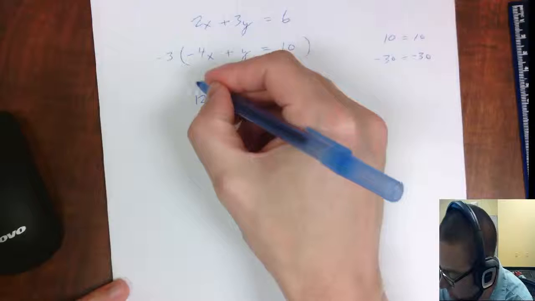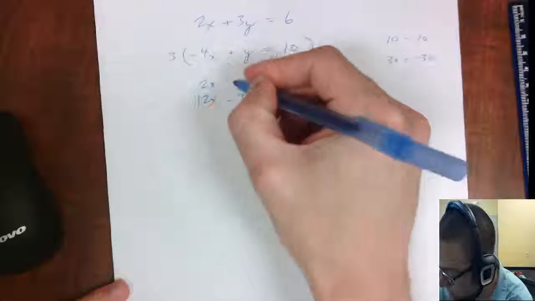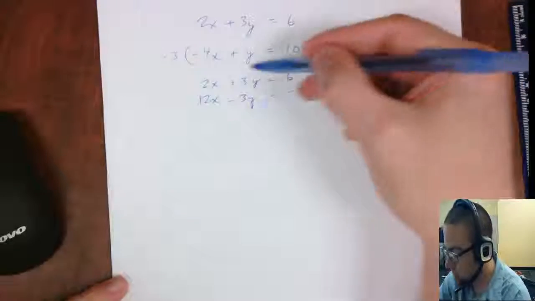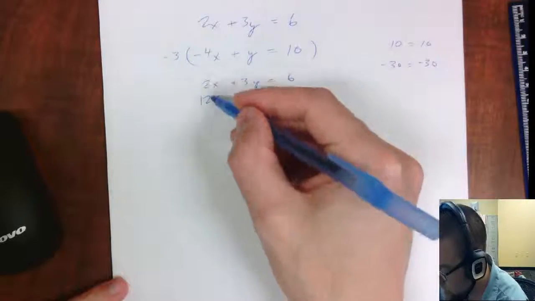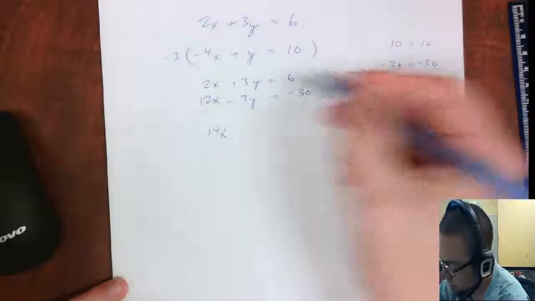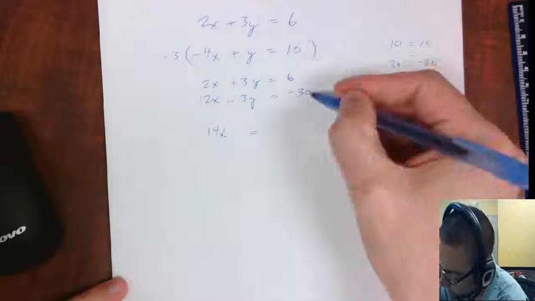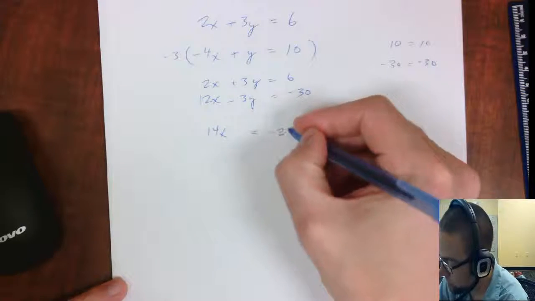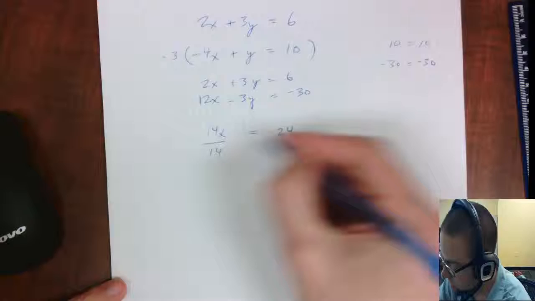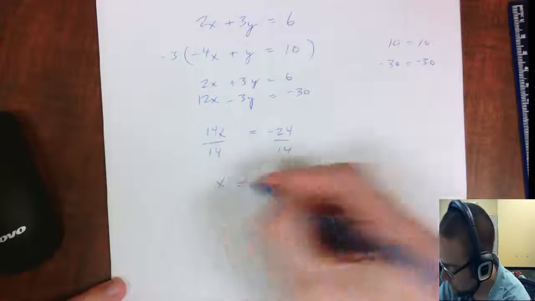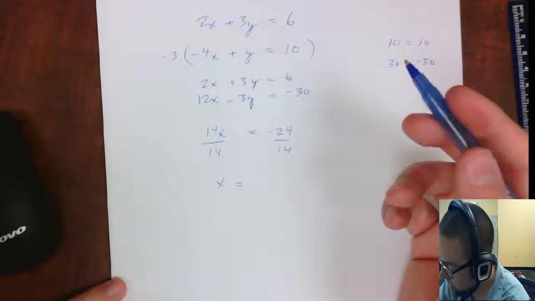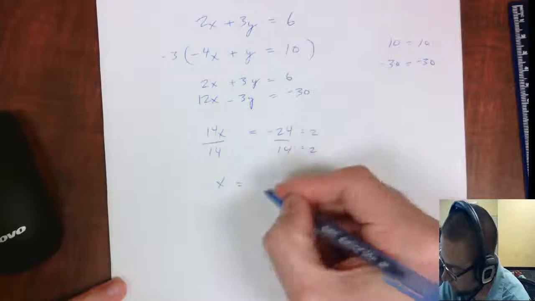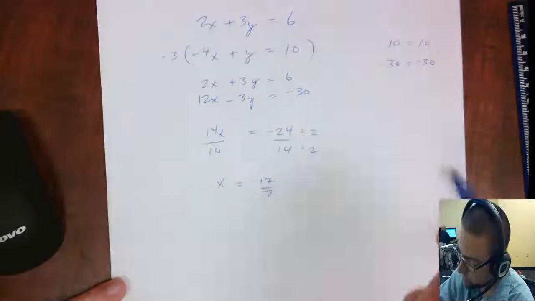And I'm going to add it to my original equation, 2x plus 3y is equal to 6. So when I add these together, the y terms will eliminate, right? So 12 plus 2 is 14x. 0 y's equals negative 30 plus 6, which is negative 24. And then I divide both sides by 14. So I get x is equal to, let's see, I can reduce that. Divide both by 2. So it would be 7 and negative 12, so x equals negative 12 sevenths.